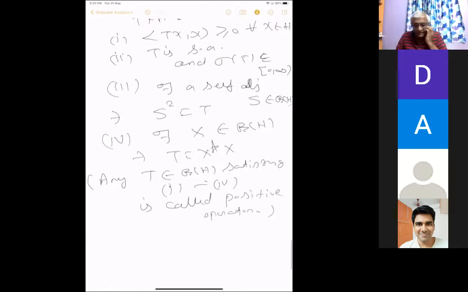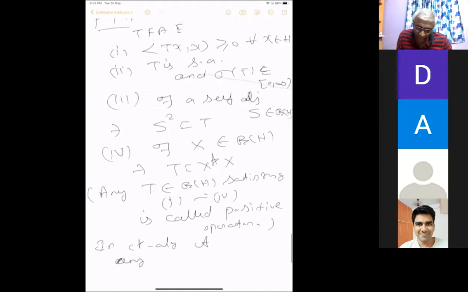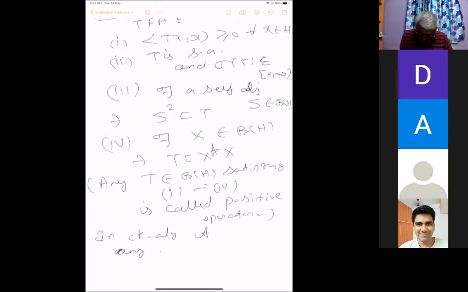Okay. So this is what is called a positive operator. But then we want to define positivity for a C-star algebra also. In a C-star algebra, we will only use the fourth condition. We have conditions 3 and 4, and we have other conditions also. Except the first condition, we have all the conditions, but we will define it through 4.